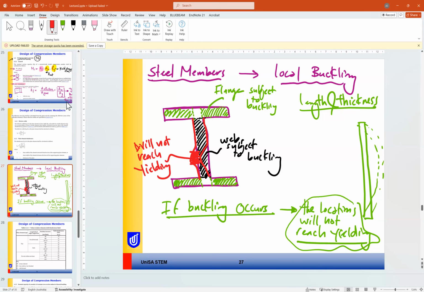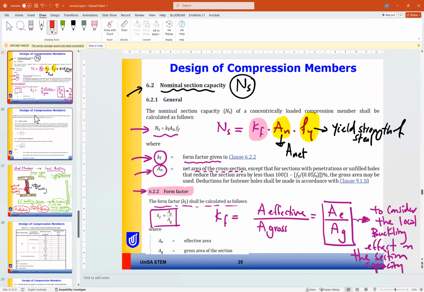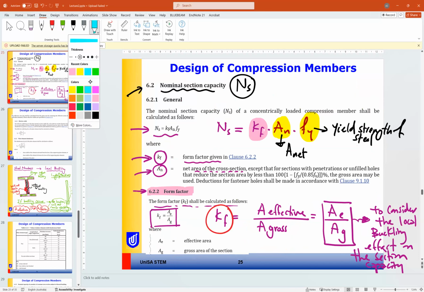To account for that, we need to find something called area effective. Area effective is calculated using b effective, the effective width of the member. The effective width of the member gives us the effective area of the cross-section. So that's why the standard reflects that using the factor Kf, and this Kf equals the effective area over the gross area.